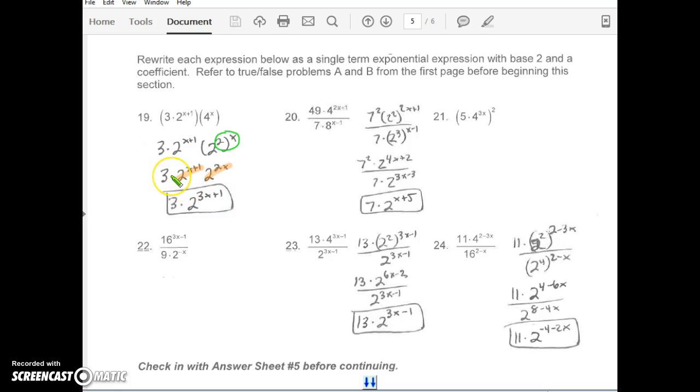Now the 3, there's nothing we can do with it. It just kind of goes along for the ride. It's a coefficient. That's the part that we're looking for. The coefficient. You can't put it together with the 2. You can't make that into a 6. It just doesn't work.